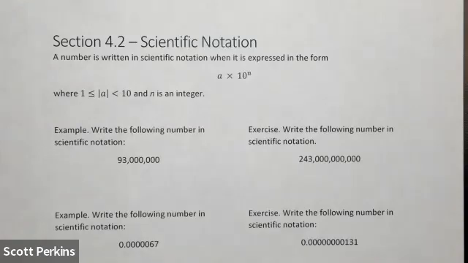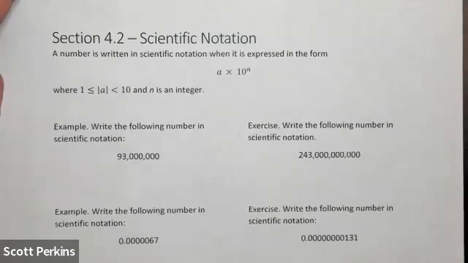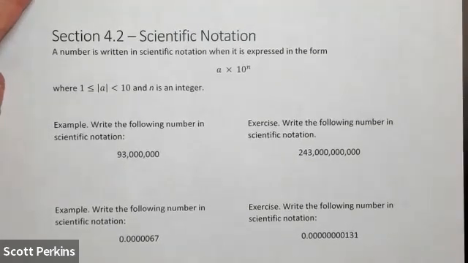What scientific notation is, is a nice shortened way to write numbers that are either really, really large or really, really small. If you use them frequently, it's also a nice way to be able to multiply and divide those numbers, but we're not going to get into that part of it. We're just going to talk about writing numbers in scientific notation.